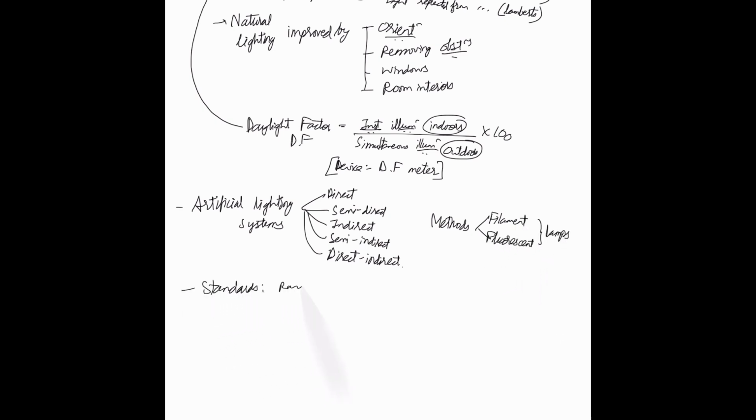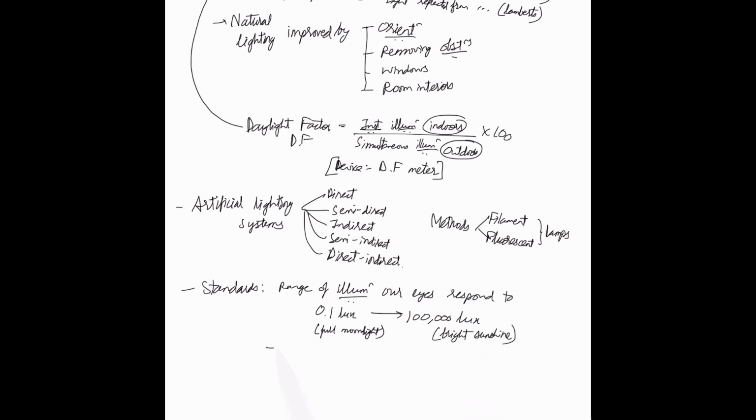So the standards of illumination: our eyes respond to the range from 0.1 lux, that is full moonlight, to 100,000 lux, which is bright sunshine. Ideally, we need 30 times the lighting than what's required for a particular task in our workplace to ensure optimum productivity.